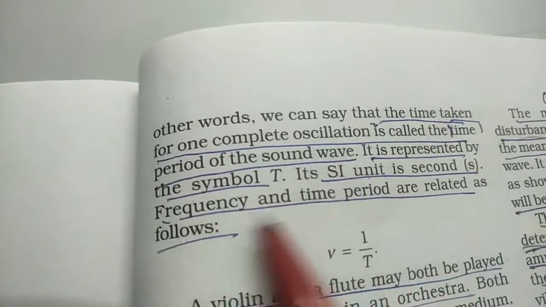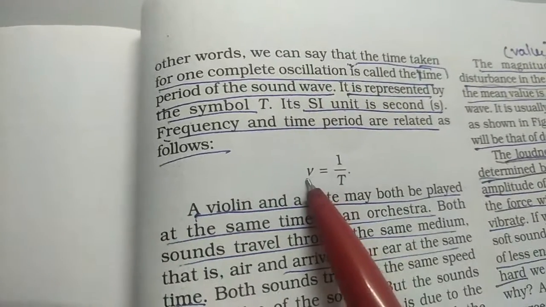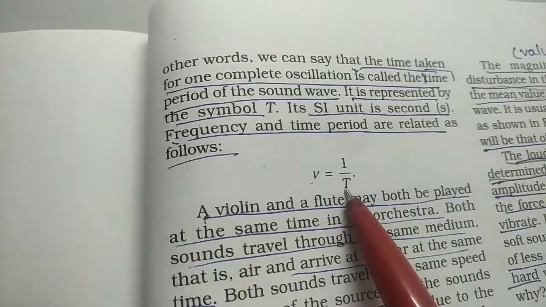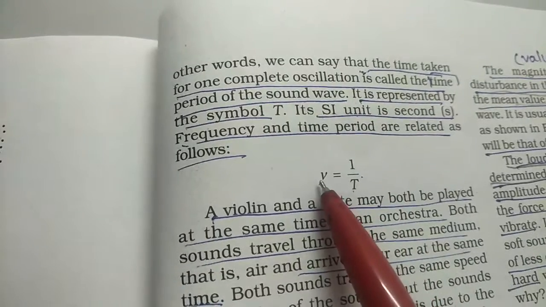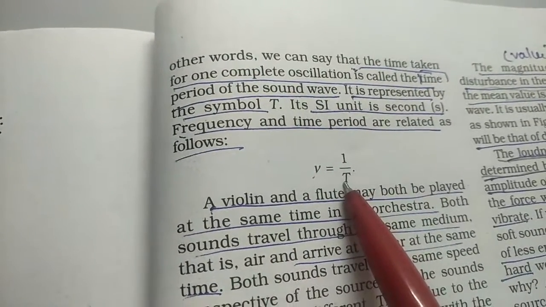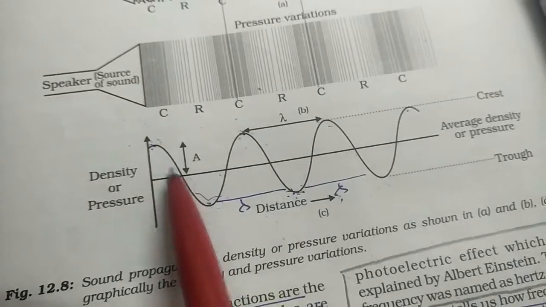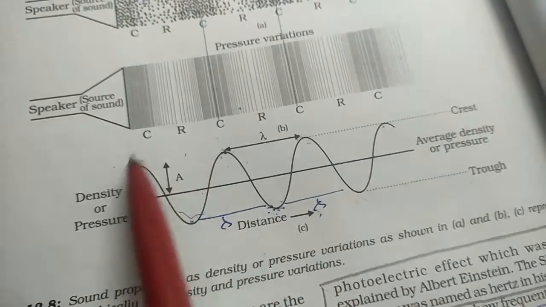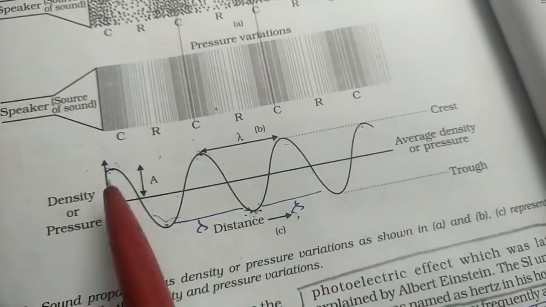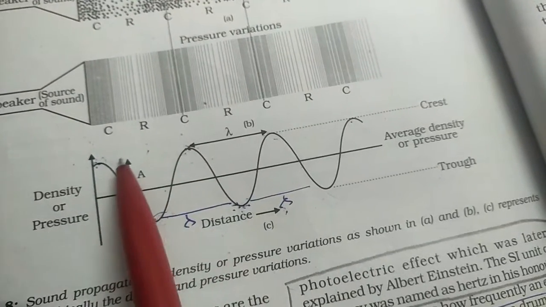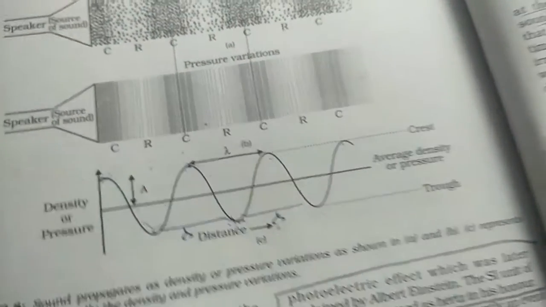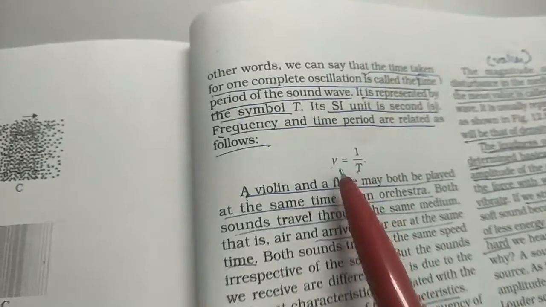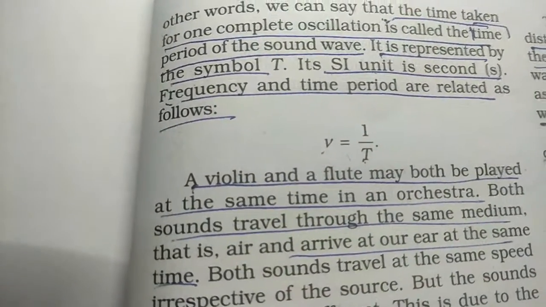Now frequency and time period are related to each other. They are inversely proportional to each other. So nu, that is frequency, is 1 upon T. So if the frequency increases, the time period will decrease. When the frequency increases, the waves come closer together, so the distance will be less. So the time period taken will be less. So the more the frequency, the less the time period.